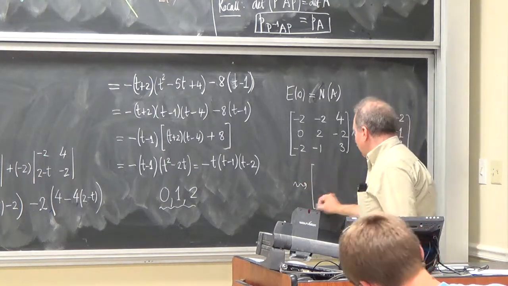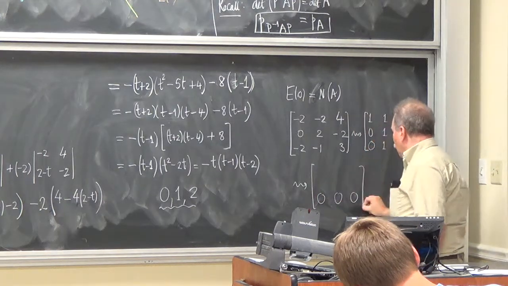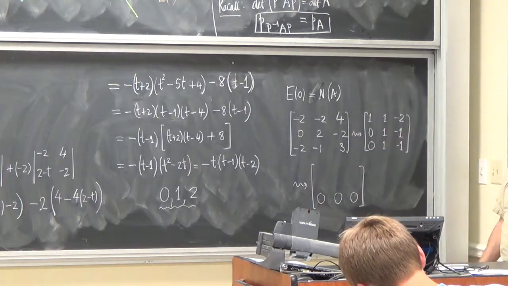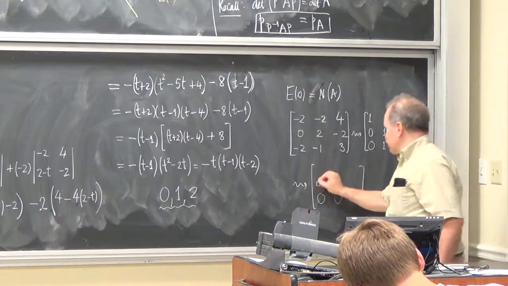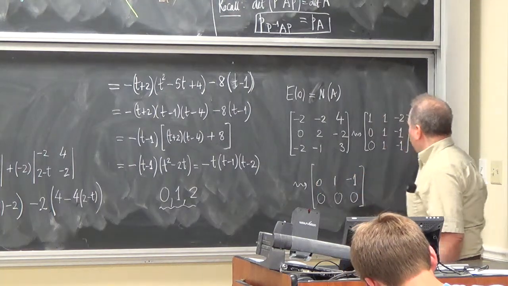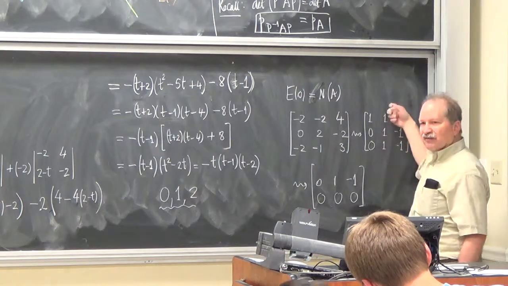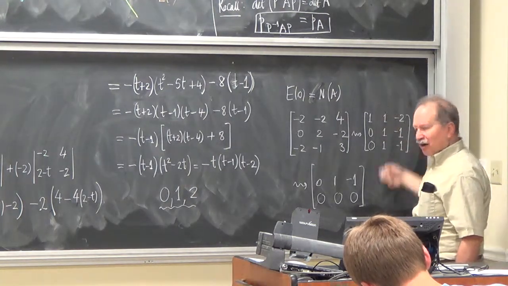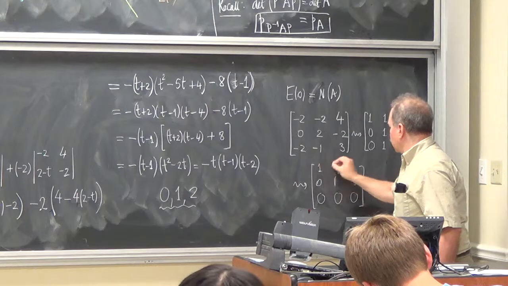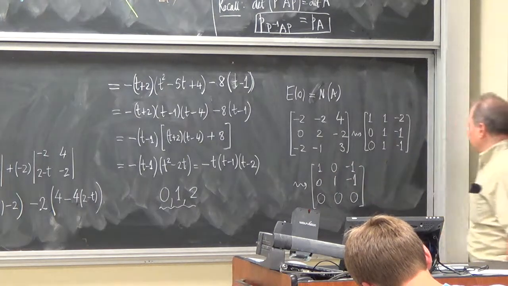So we can actually kill the bottom row with no big deal. I have the second row, and now what do I do? Subtract the second from the first, right, to kill the column. It's 1, 0, negative 1? Does everybody agree?